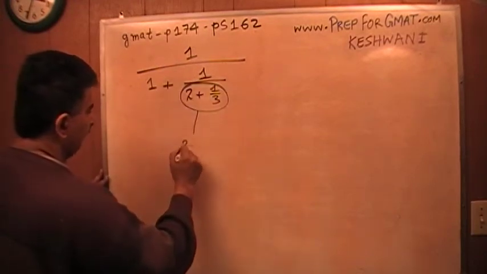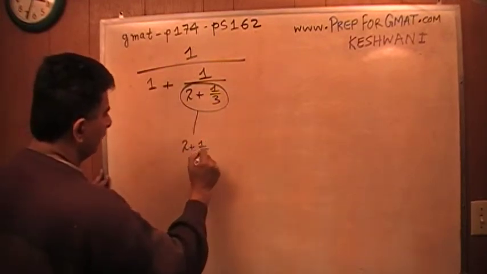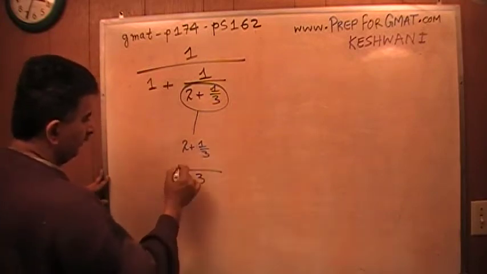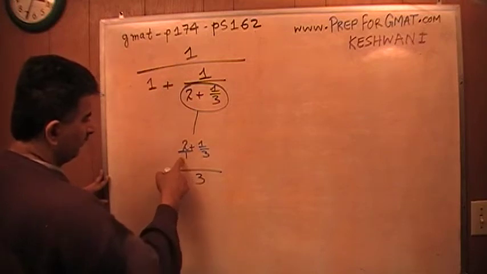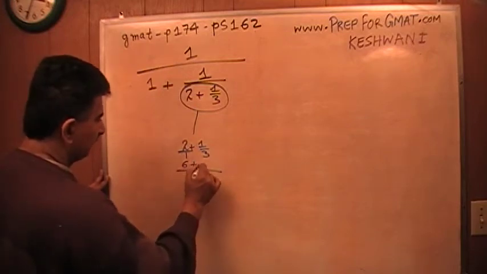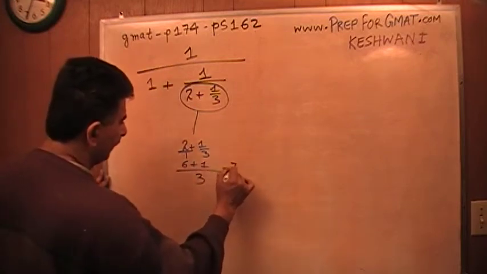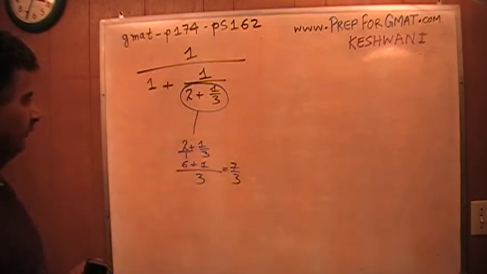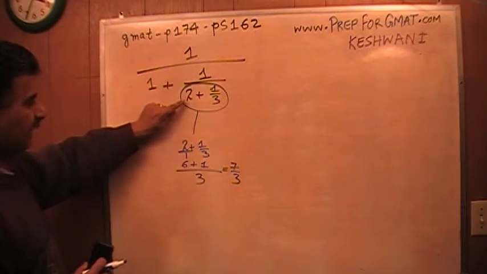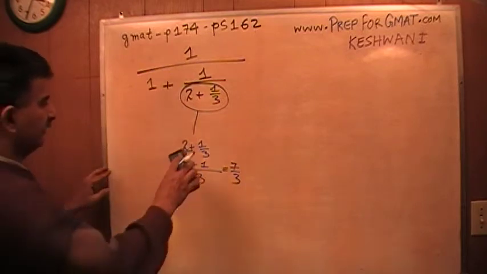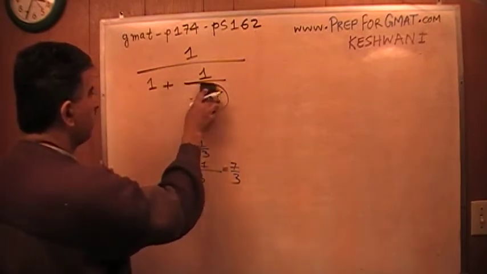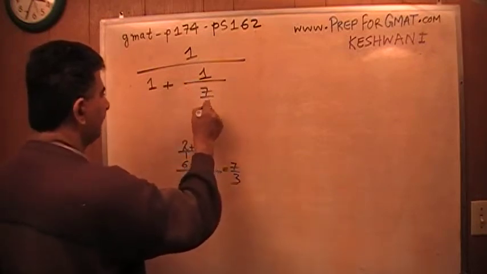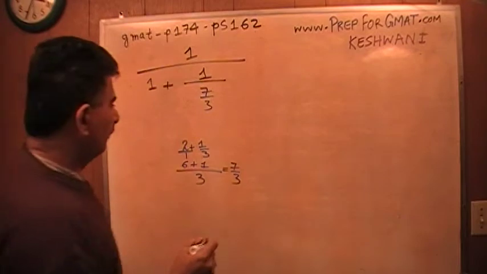So let's do it here. 2 plus 1/3, common denominator is 3. And then of course this is 2 over 1. 3 goes into 1 3 times, so this becomes 6 plus 1. And this boils down to 7 over 3. So I'm going to erase this part and substitute 7 over 3 for it. 7 over 3.